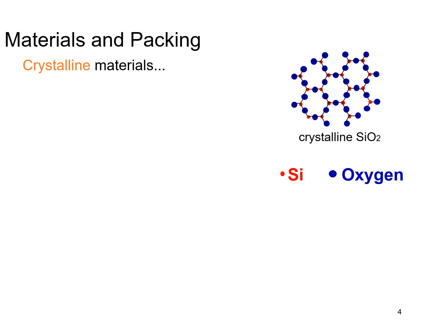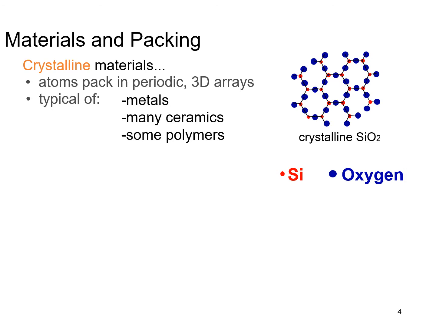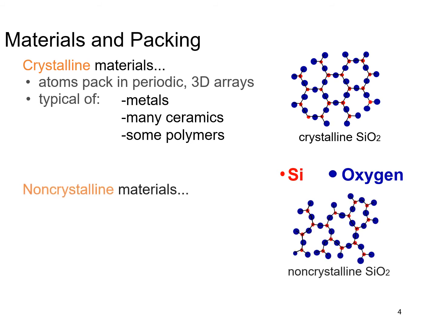An example here is crystalline silicon dioxide. The atoms pack in periodic 3D arrays. This is pretty typical of metals, many of our ceramics, and some polymers, though they function in a slightly different way. We'll get to that in the polymer chapter.